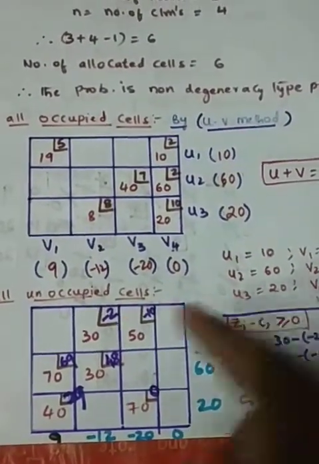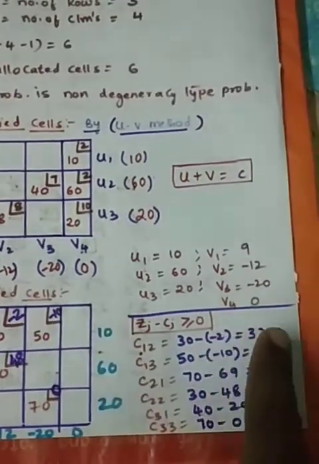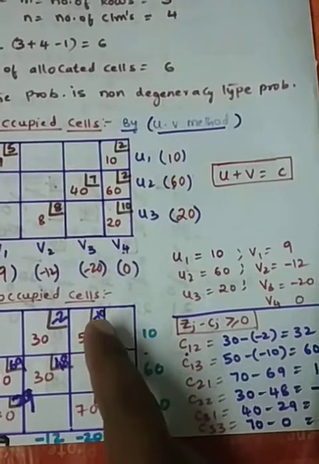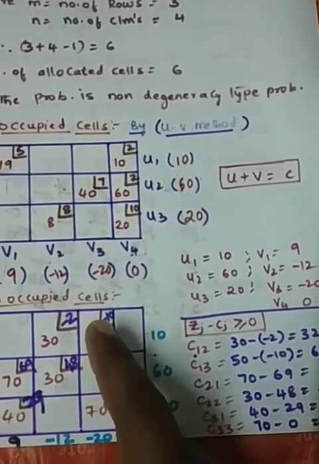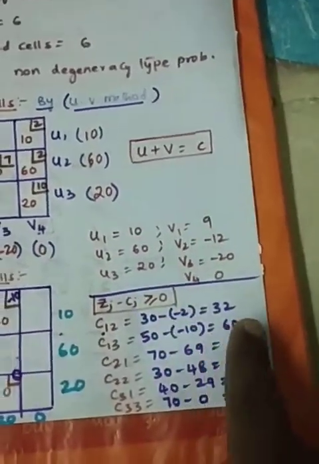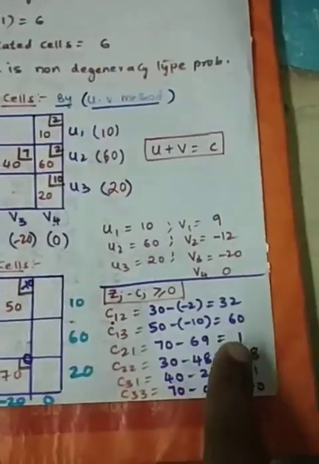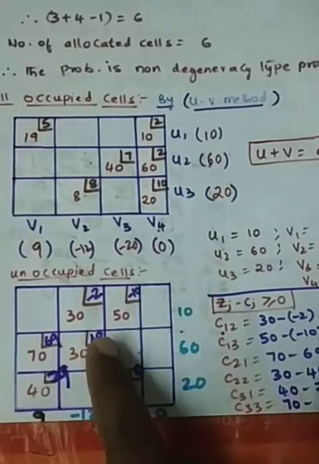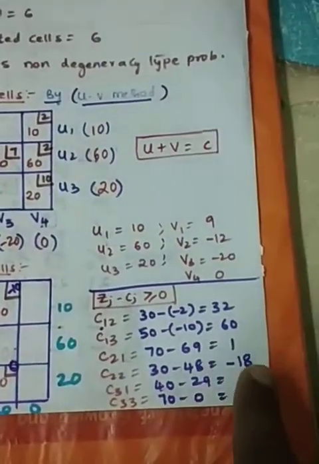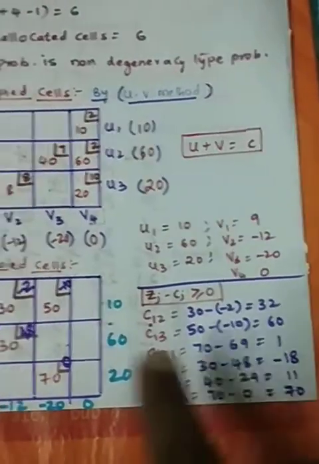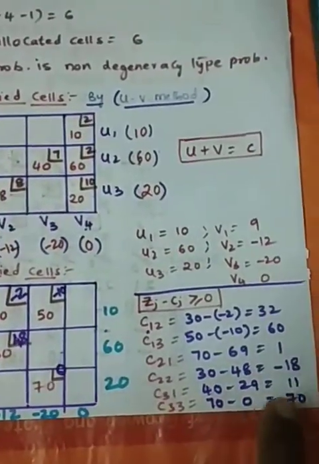So 30 minus of minus 2 is however 32. Okay. 50 minus of minus 10 is 60. Okay. Similarly here 70 minus 69 is equal to 1. Okay. 30 minus 48 is equal to minus 18. Right. Next 40 minus 29 is 11 and 70 minus 0 is equal to 70.